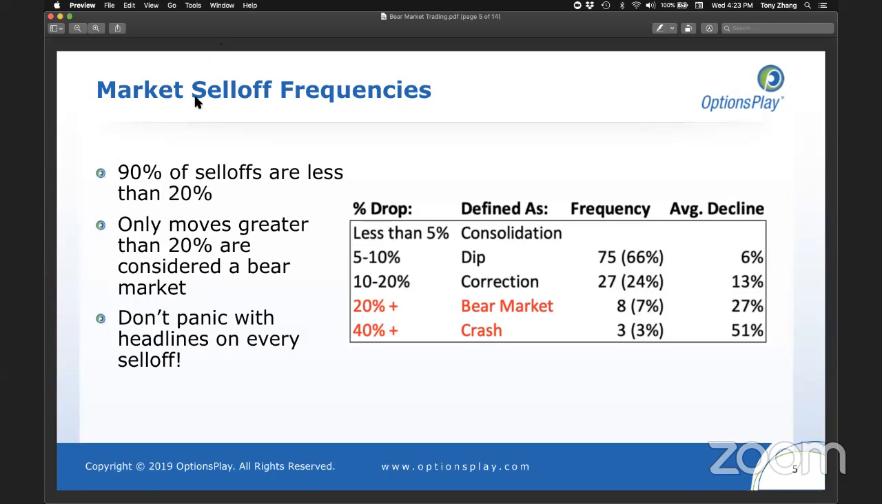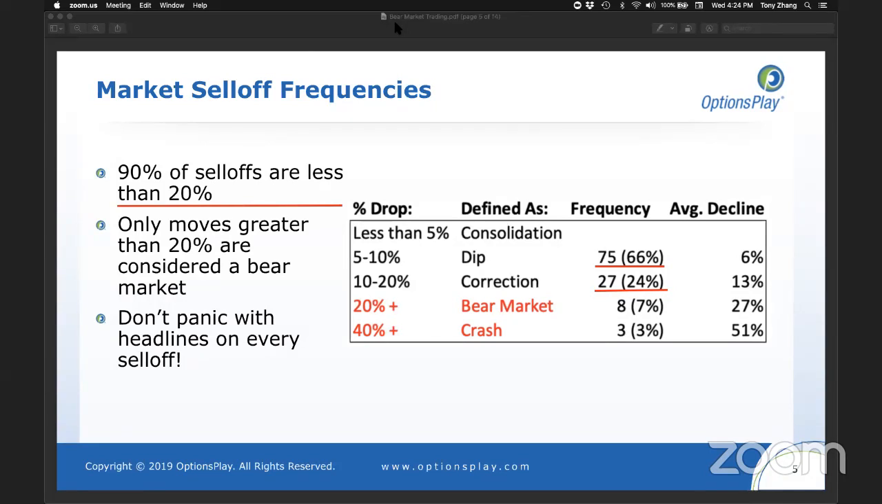That is a major statistic to pay attention to, that 90% of sell-offs result in a market sell-off that's less than 20%. 66% of them, two-thirds of them, are only about 6%, and 25% of them are about 13%. So if you think about a 6 to 13% correction on the S&P, that comes out to be roughly 2,700 or so to the downside, and about 270 to 250.